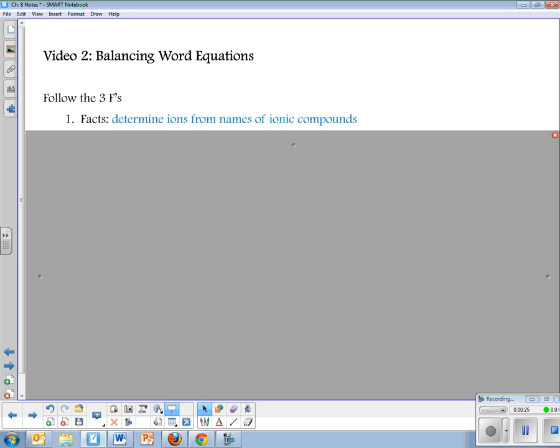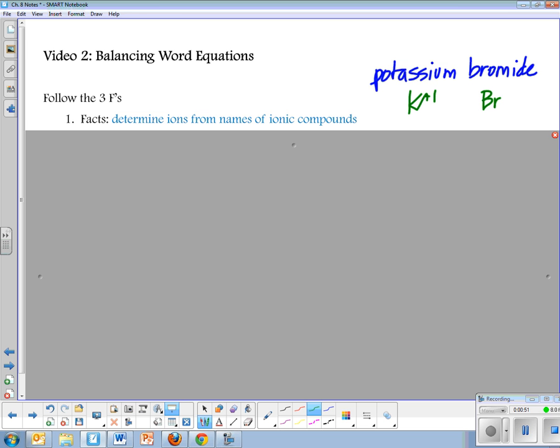So first you're going to have to get the facts. This means you're going to have to determine the ions from names of ionic compounds. So this is all from last chapter. So for instance, if you're told the name is potassium bromide, let's say, the facts would be writing the ions. So you've got K plus 1 and you've got Br minus 1. So those are your facts.